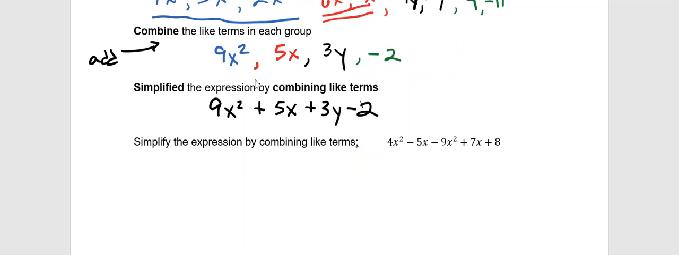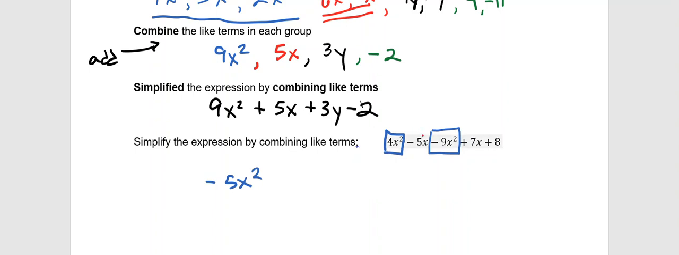Okay? So here's an expression, 4x squared minus 5x minus 9x squared plus 7x plus 8. I want to look alphabetically. I notice I've got x's everywhere, but I like to start by going with the higher power first. So what I like to do is use this box method. I'm going to put a box around the 4x squared. I'm going to very deliberately put a box around the negative 9x squared. And I'm going to combine those together. 4 and negative 9, 4 minus 9, that's going to give me negative 5x squared.